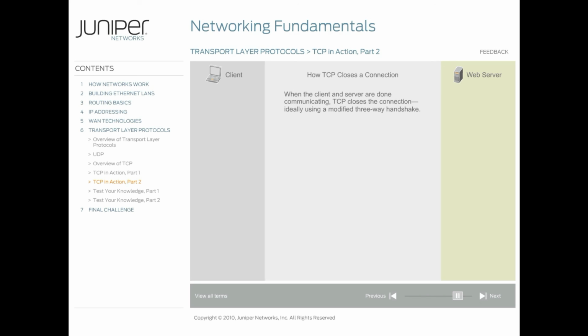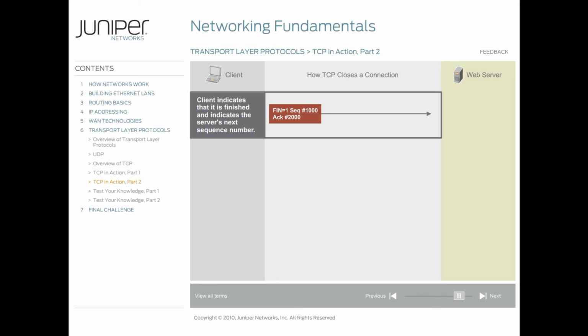Ideally, TCP uses a modified three-way handshake. Remember, TCP connections are full duplex. We view them as two independent data streams, one going in each direction. In this example, when the application program on the client tells TCP it has no more data to send, TCP closes the connection in one direction only.